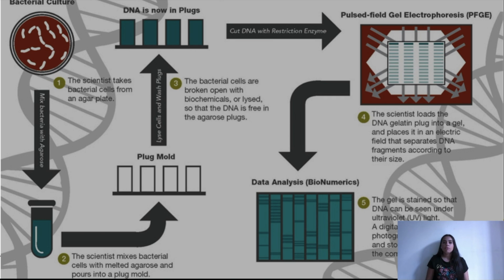Then the gel is run to separate this DNA according to size. And the last step is that we observe this under an ultraviolet light and a camera takes a photograph and stores it in a computer.